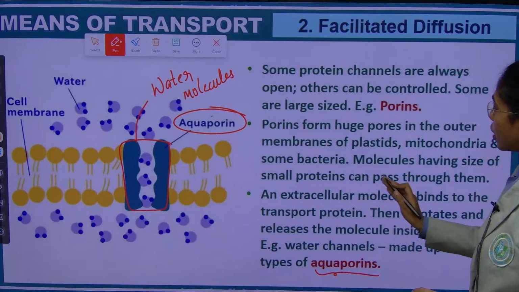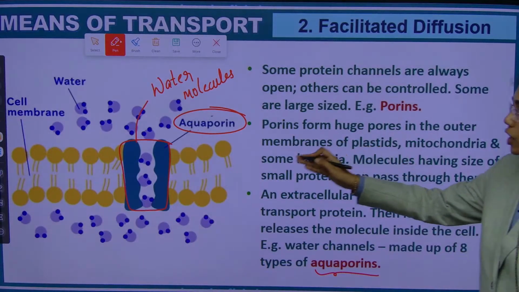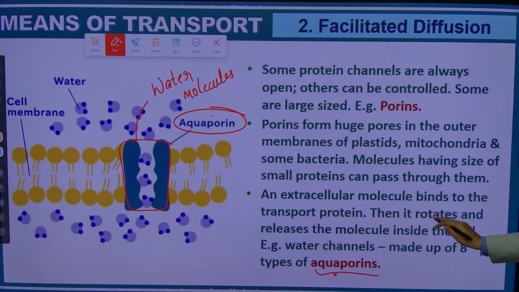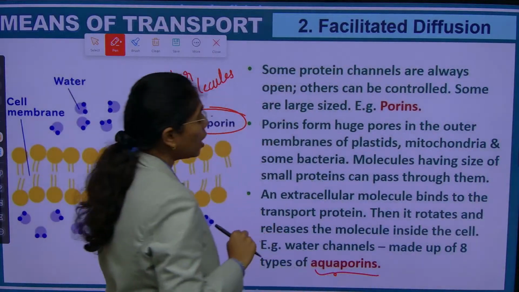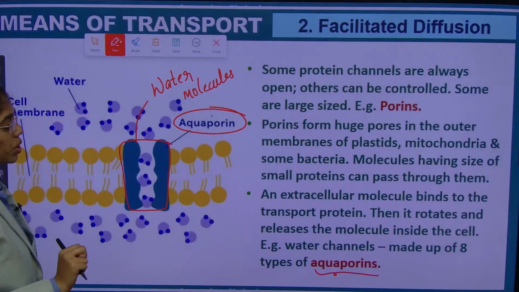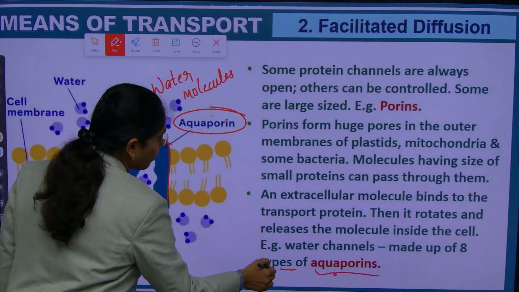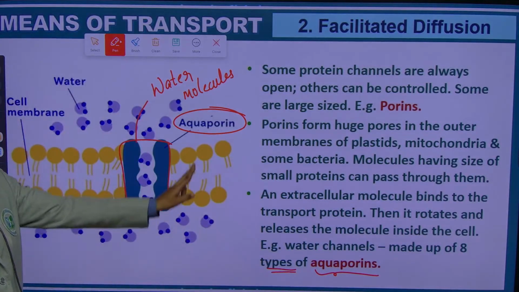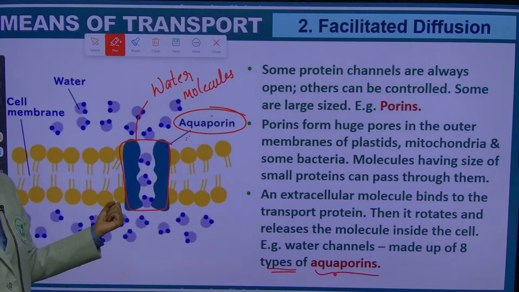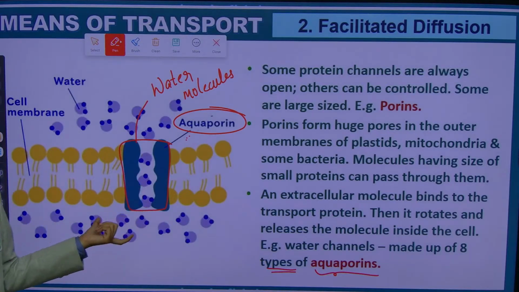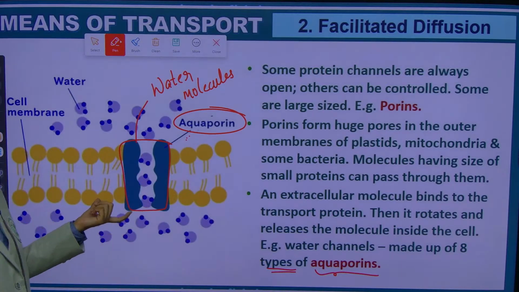Aquaporins. An extracellular molecule binds to the transport molecules, then it rotates and releases the molecules on the other side of the membrane. For example, water channels are made up of 8 types of aquaporins. Water channels are made up of what? 8 types of aquaporins. Clear till here? Okay. Large sized channels are known as porins. Those channels which are transporting water molecules are known as what? Aquaporins.